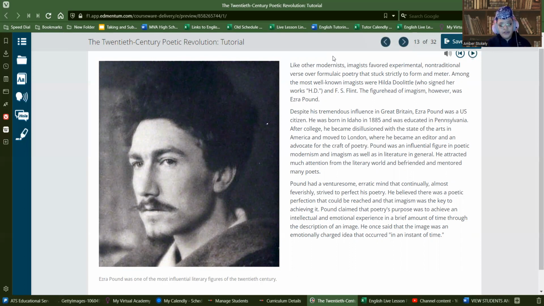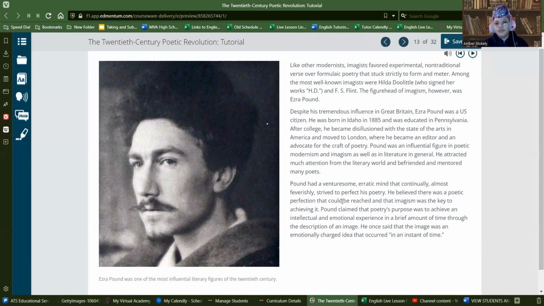He had a venturesome, so that means he traveled a lot, both physically and within his thoughts, erratic mind that continually strived to perfect his poetry. So he was obsessed with trying to become the perfect poet. And he thought that there was a poetic perfection that could be reached, and that imagism was the key to achieving it.